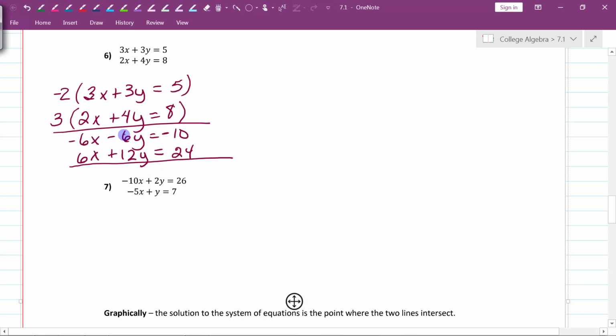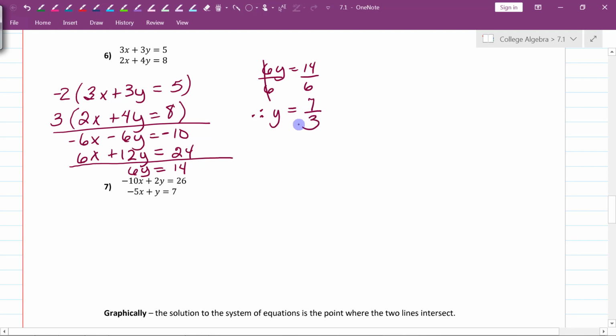Okay, now we're going to add together our coefficients for our y. Negative 6 plus 12 gives me a positive 6y. Negative 10 plus 24 is equal to positive 14. I'm going to solve for y, so I have 6y is equal to 14. Divide both sides through by 6, and I get y is equal to 14 divided by 6, but 2 will go into both of those, so that is really 7/3.